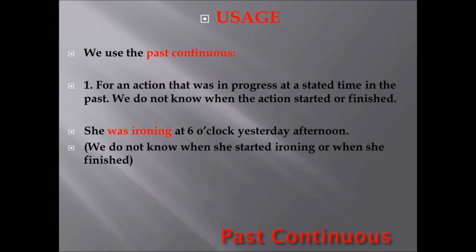Usage. We use the past continuous to talk about an action that was in progress at a stated time in the past, but we do not know when the action started or finished. Example, she was ironing at 6 o'clock yesterday afternoon. So, we do not know when she started ironing or when she finished, but we know that yesterday at 6 o'clock she was ironing.